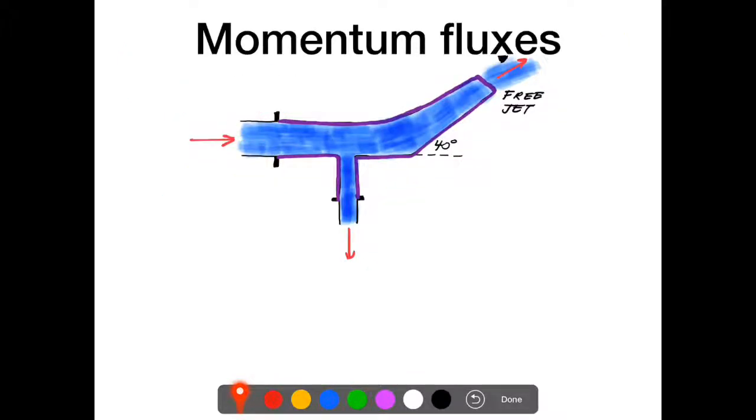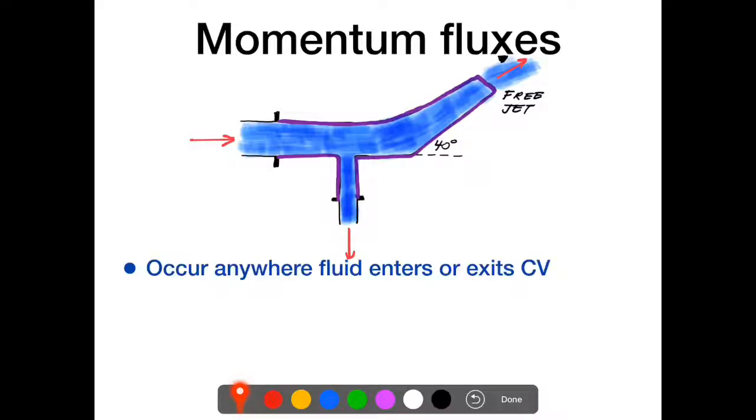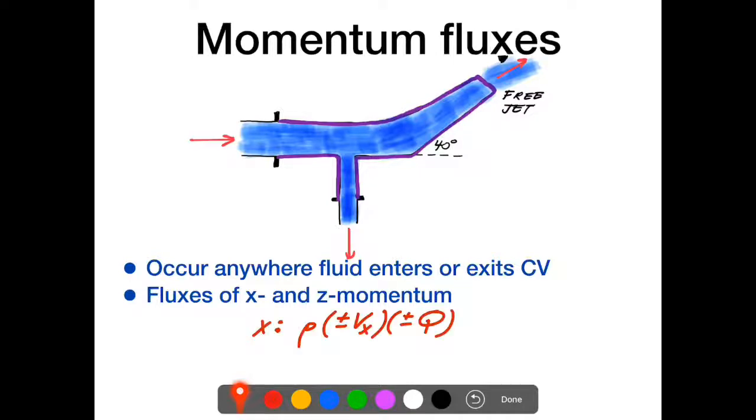All right, so those were the forces, and now we're going to deal with the so-called momentum fluxes. Anywhere you have fluid entering or exiting the control volume, you will have to deal with these fluxes. Those are called control sections. They are fluxes of not only x momentum, but z momentum. So it's actually a vector. So the same way we did the forces in the x and z, you have to do the fluxes in the x and z as well.